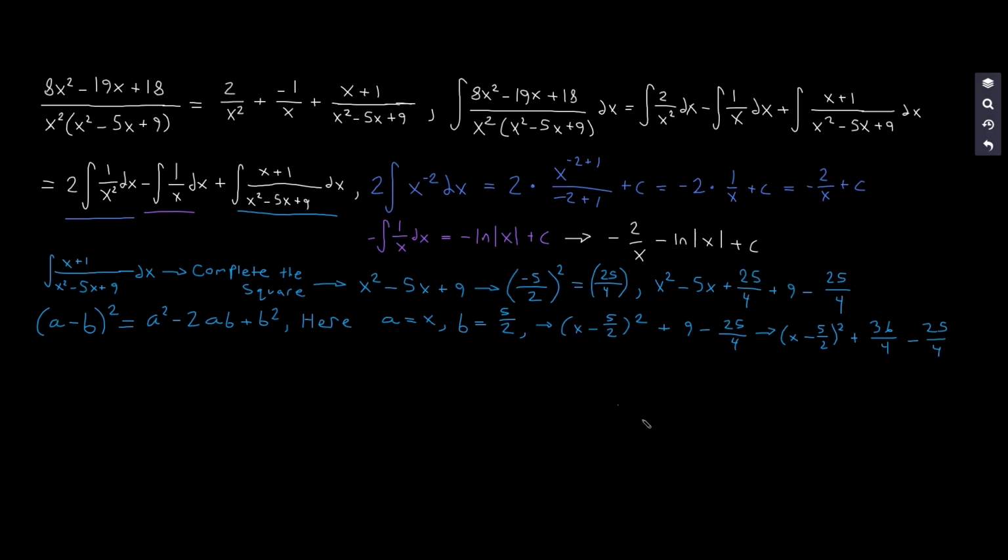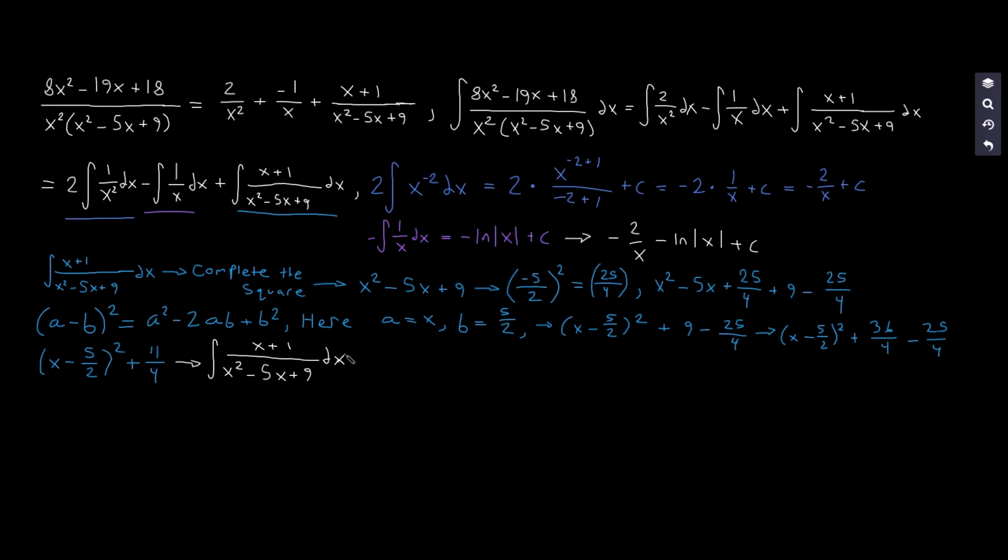That's going to be x minus 5 halves squared plus 11 over 4. That means that the integral here, let's just rewrite it. I'm going to do the denominator first. Numerator is x plus 1. Integration with respect to x.